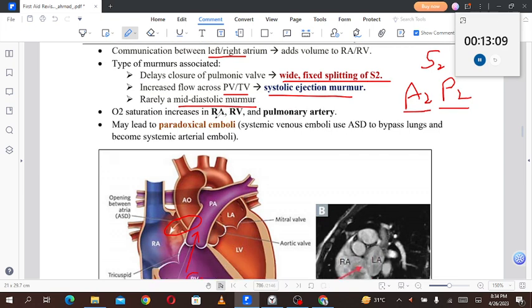Oxygen saturation increases in the right atrium, right ventricle, and the pulmonary artery. May lead to paradoxical emboli. The systemic venous emboli used to bypass the lungs become the systemic arterial emboli.